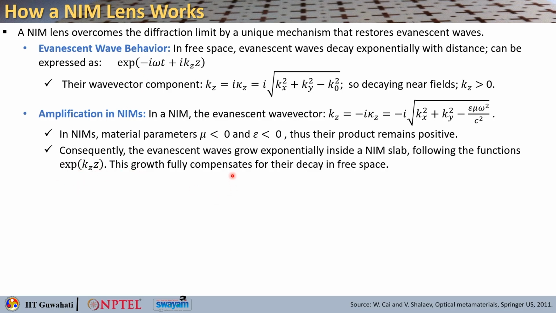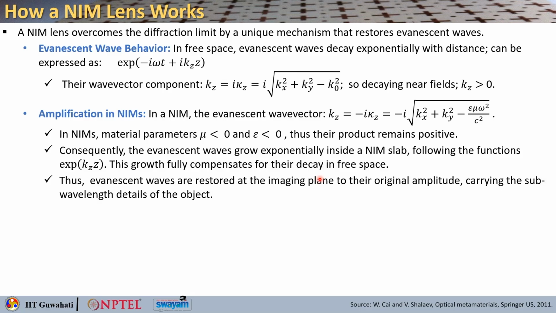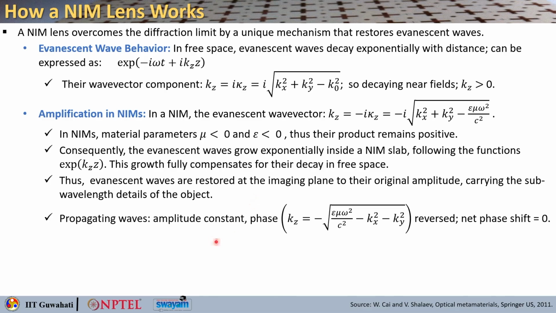So this growth basically fully compensates for their decay in the free space, and you can restore the evanescent modes at the imaging plane to their original amplitude, which are basically carrying the sub-wavelength information, and you can do the perfect imaging as we discussed, and shown in the earlier slides.